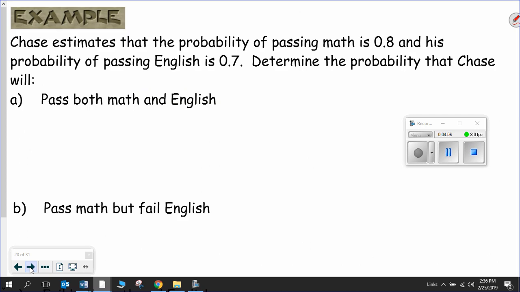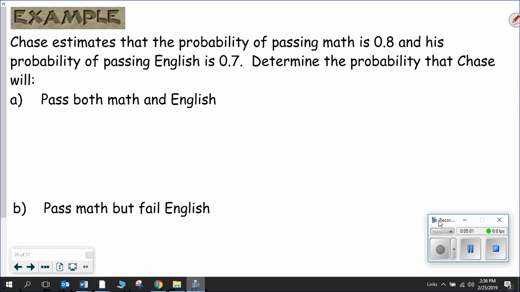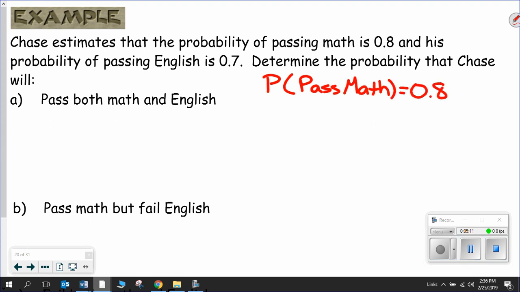So let's try this example. Chase estimates that the probability that he's going to pass math is 0.8, and the probability that he's going to pass English is 0.7. Okay, so we have those.